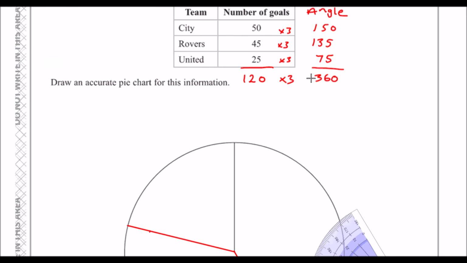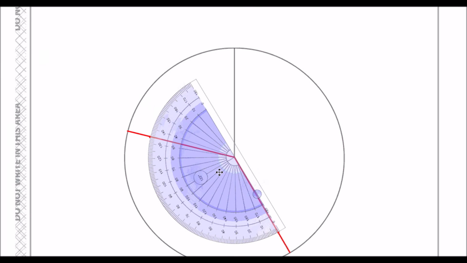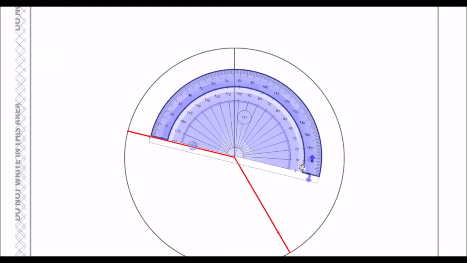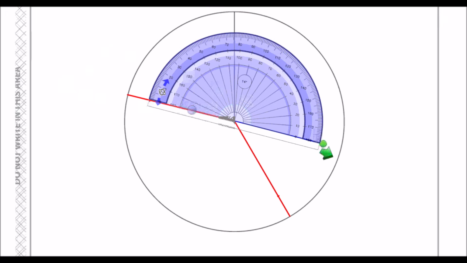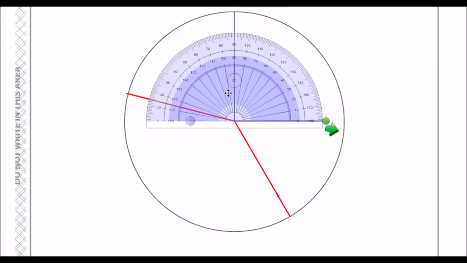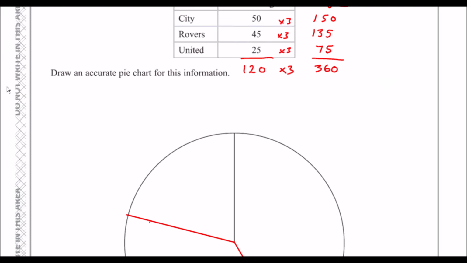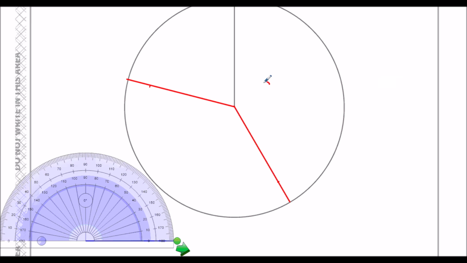So the angle left should be 75. So I'm going to check that. We just move this line slightly up. There we go. So that's 75 there, and 135 there. So we've drawn it as accurately as we can. Then we just need to label these. So it's City, Rovers, and United. So this one was City. This one was Rovers. And this one was United.